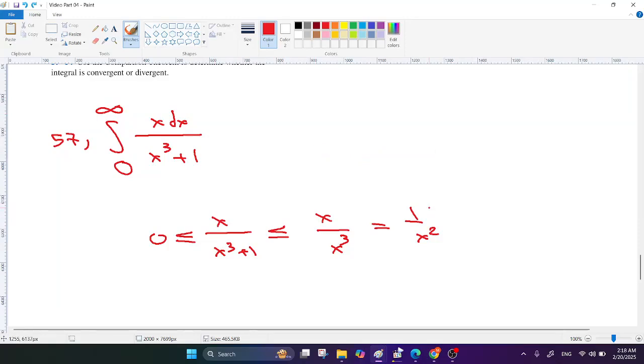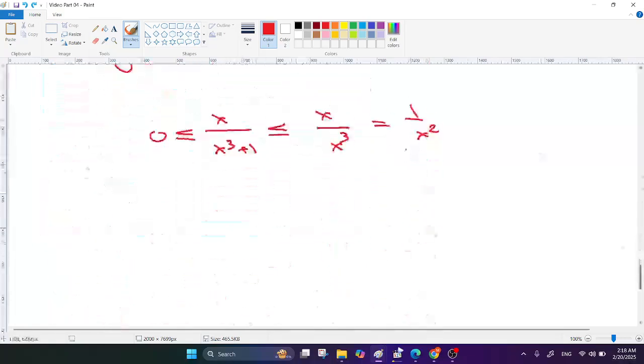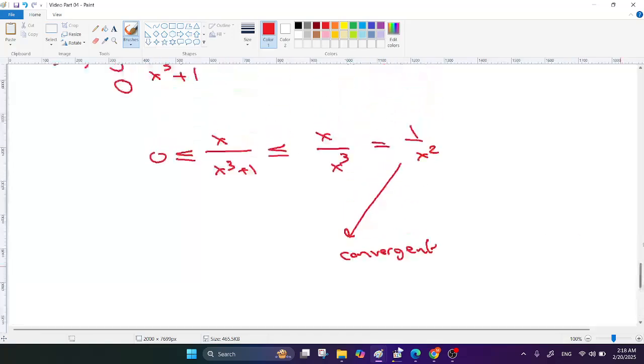So now, by this here, p is greater than 1, so it's convergent. Because p equals 2 here. 2 is greater than 1, so convergent. And this one between them, x over x cubed plus 1, is also convergent. And this is part 4.